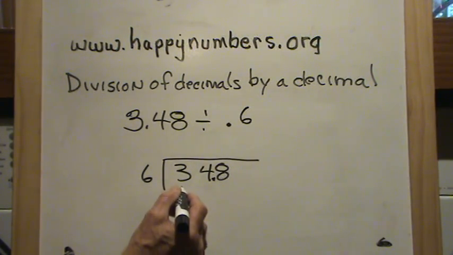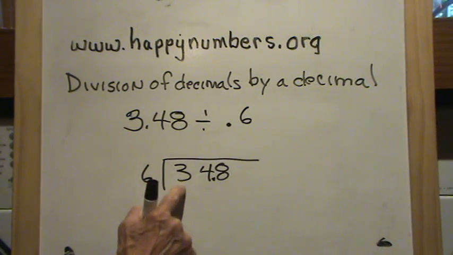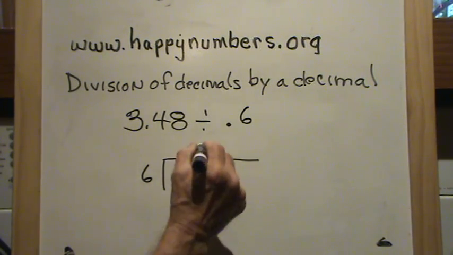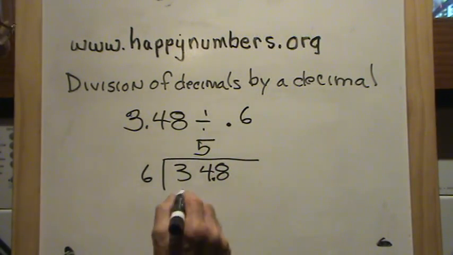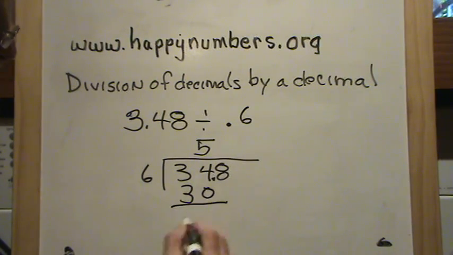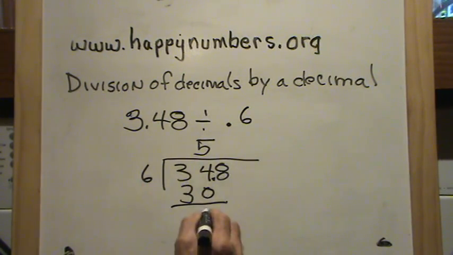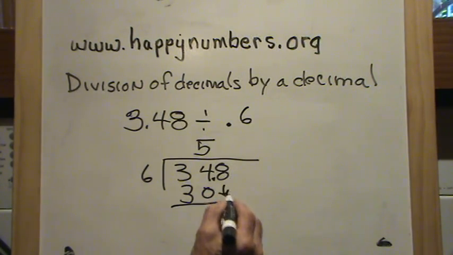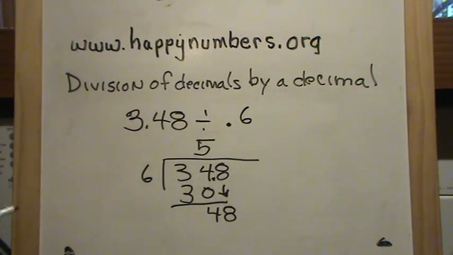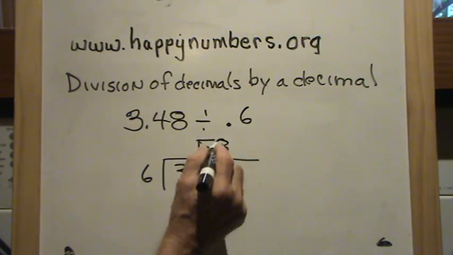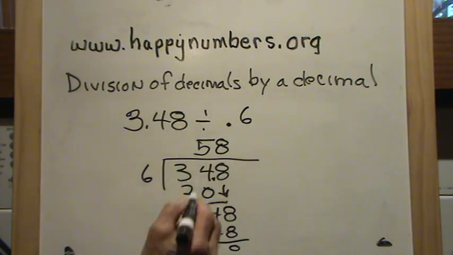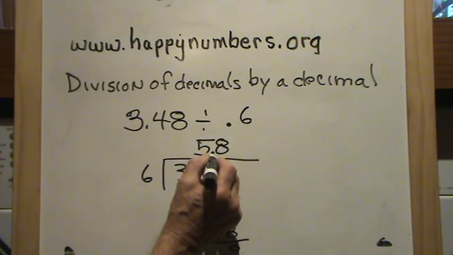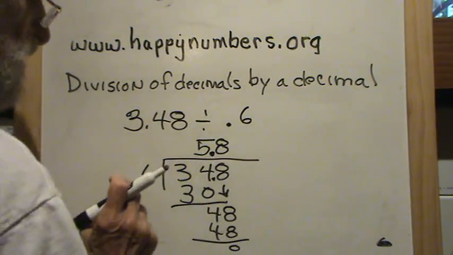So we go 6 into 3, 6 cannot go into 3, but 6 could go into 34. 6 can go into 34 5 times. 5 times 6 is 30. We subtract, 4, take away 0, 4. We bring down our 8. 6 can go into 48 8 times. 8 times 6 is 48. 0, nothing to bring down, so we're done. Now we have to remember to put our decimal place, just like when we were dividing by whole numbers.